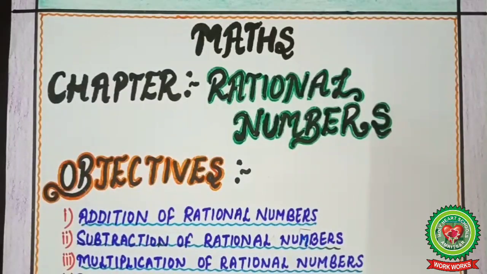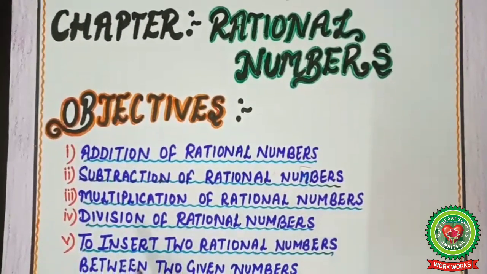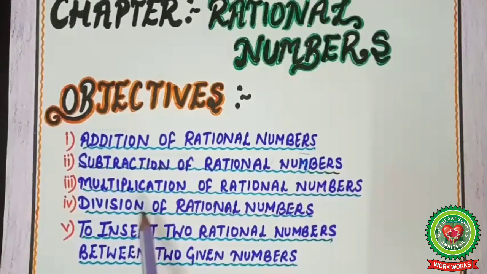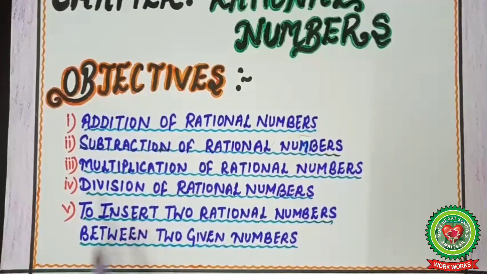Dear students, we have started this chapter, rational numbers, and we have already done the first four objectives of this chapter, that is addition, subtraction, multiplication and division of rational numbers. So now today's video is going to be about how to insert two rational numbers between two given numbers. So let's get started.